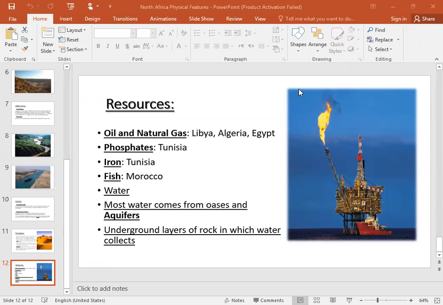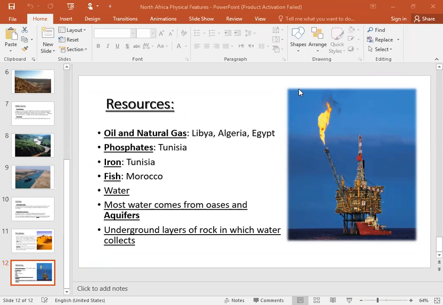Let's find Algeria. Algeria has large reservoirs of both natural gas and oil. So Algeria is like Egypt. We have both oil and natural gas. So if we are going to arrange, Libya is the richest country in oil. Then we move to Algeria and Egypt. They are equal in oil and natural gas. But we move to Tunisia.